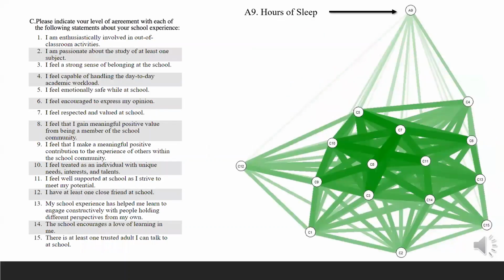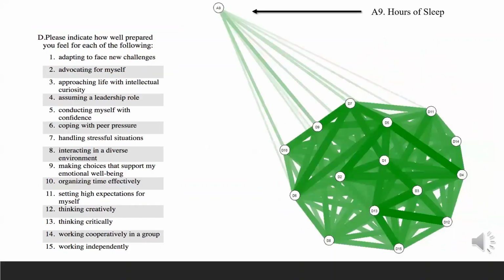Of no surprise, hours of sleep is a strong positive correlate to everything else in this series. In particular, feeling capable of handling academic workload. Hours of sleep is also strongly correlated to students' self-appraised preparedness throughout the list of 15 skills. Of note, stronger correlations for hours of sleep in this series include handling stressful situations, D7, making choices that support my emotional well-being, D9, and organizing time effectively, D10.